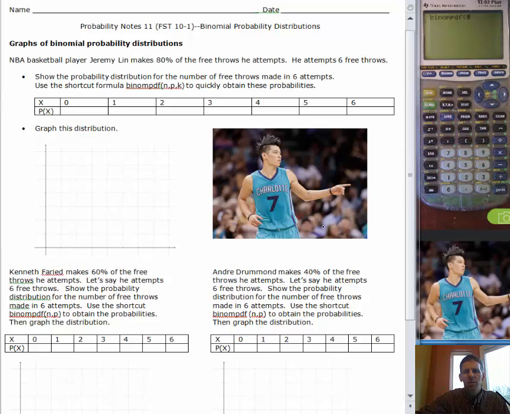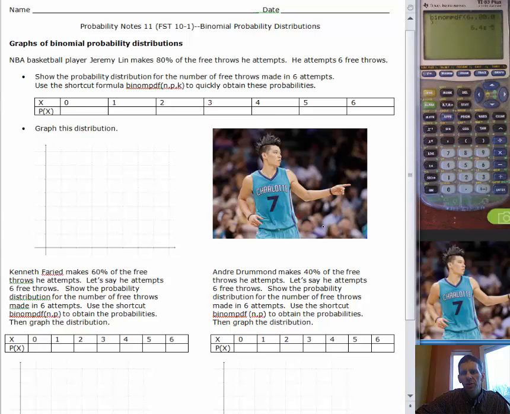With this command, the first number we type in is the number of attempts or the number of trials. In this case, it's 6, comma, button's above the 7. The probability of success is 80%. We write that as a decimal, 0.80, comma. And for 0 successes, I'm going to type in 0 and finish it off with a set of parentheses.